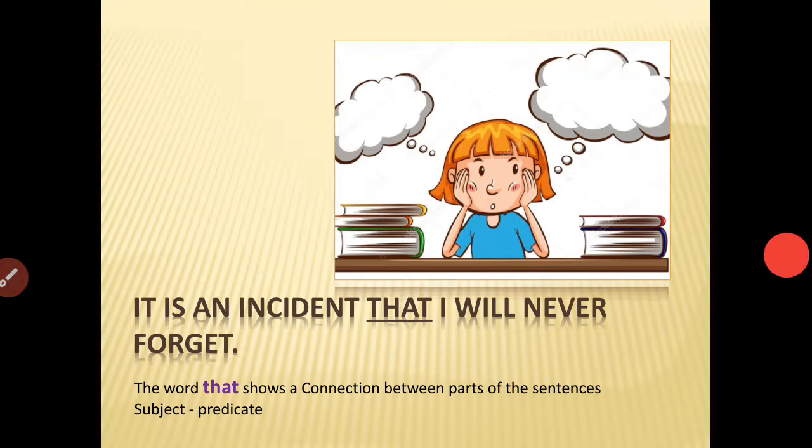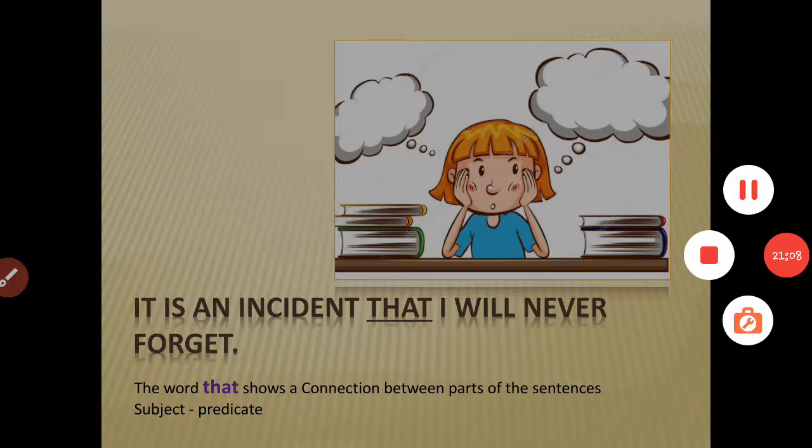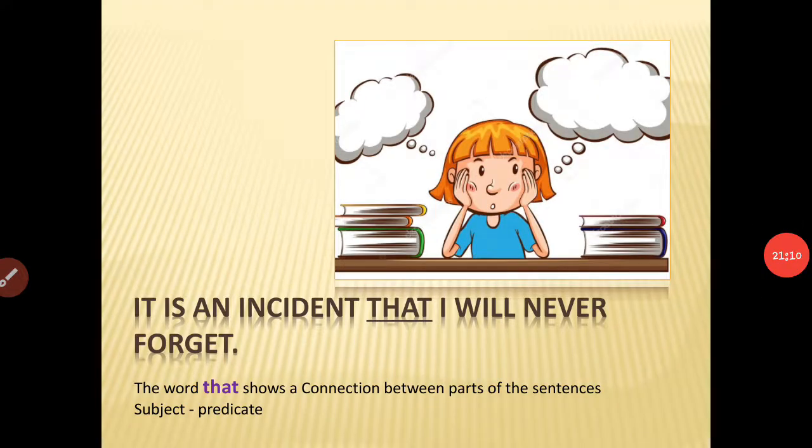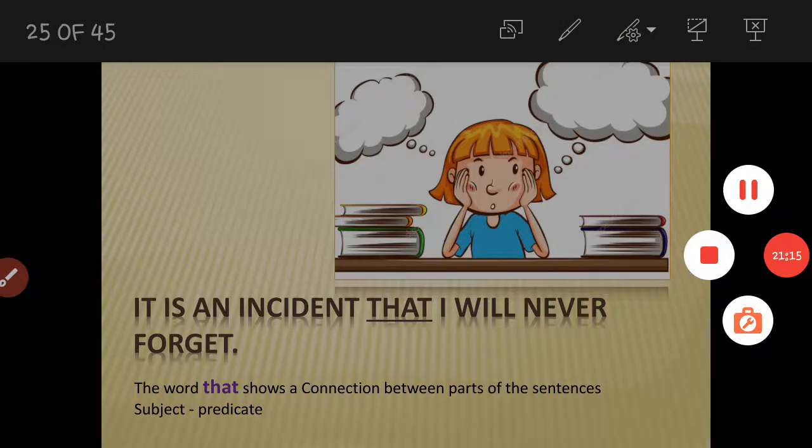It is an incident that I will never forget. Now here the word that shows a connection between parts of the sentence and therefore it joins the subject, that is the incident here in the sentence, and I will never forget in the predicate. Let's proceed.